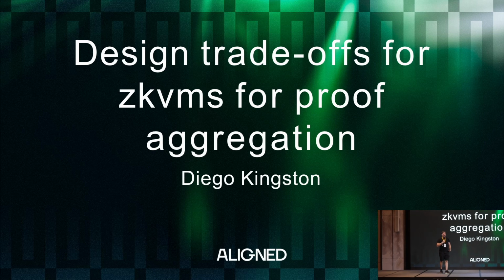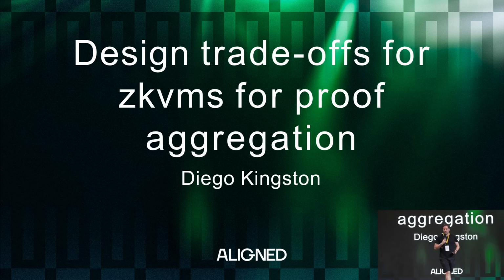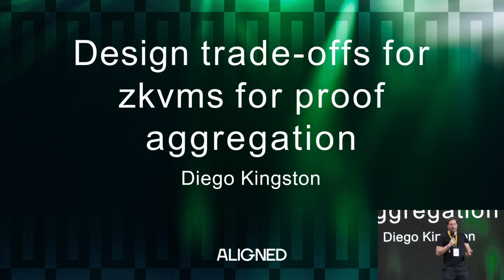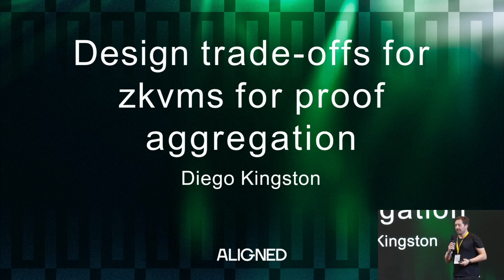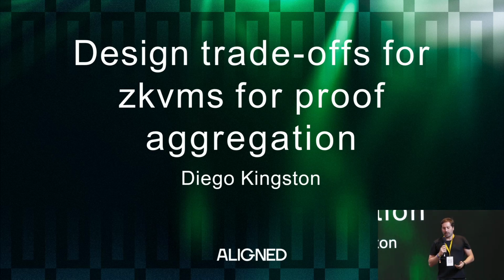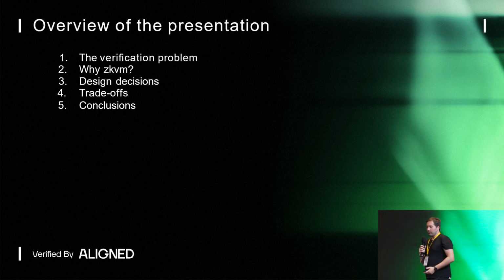And this is what I am going to talk about. It's some things we have been thinking and trying to see what are the trade-offs we have to do to build the best proof aggregation virtual machine. And this is the overview of my presentation. The idea is we will talk a little bit about the verification problem, then why we want the ZKVM, and then a little bit on the design decision trade-offs and, of course, conclusions.